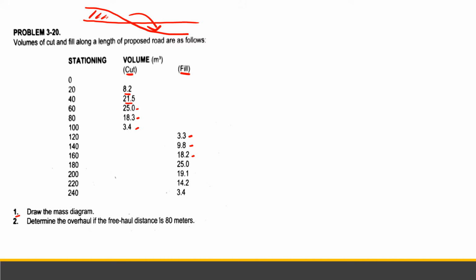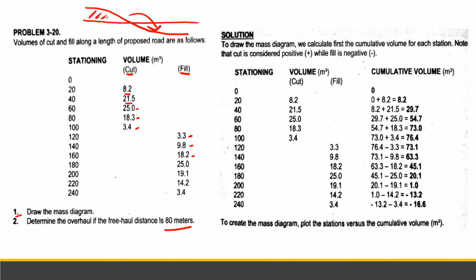So first is draw the mass diagram and determine the overhaul if the free haul distance is 80 meters. Before we draw the mass diagram, we will calculate first the cumulative volume for each station. Note that cut is considered positive while fill is negative. To find the cumulative volume, we simply add the volumes of the preceding stations, considering that cut is positive and fill is negative.